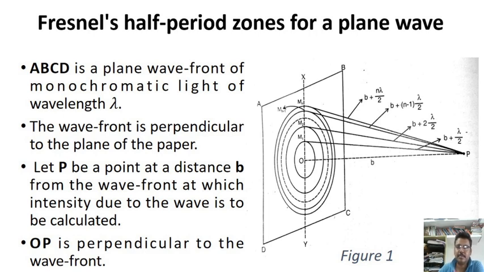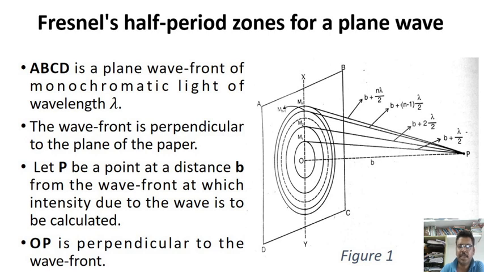Here we see the diagram we will discuss. ABCD is a plane wavefront of monochromatic light of wavelength lambda. The wavefront is perpendicular to the plane of the paper.